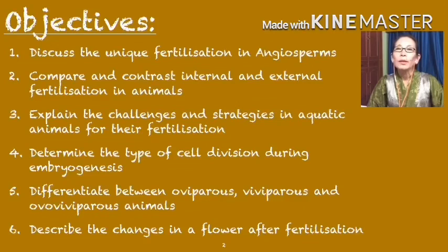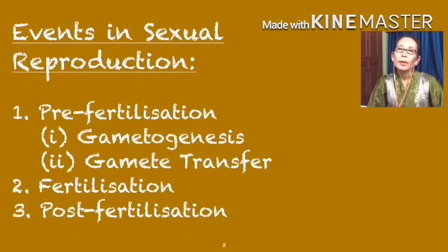To begin with, let me have a quick review on the events in sexual reproduction. So we learned that there are three main events in sexual reproduction: pre-fertilization, fertilization, and post-fertilization. And I've already discussed the pre-fertilization events, which include gametogenesis and gamete transfer. After the gamete transfer, it is then followed by fertilization, which is the vital event of sexual reproduction.